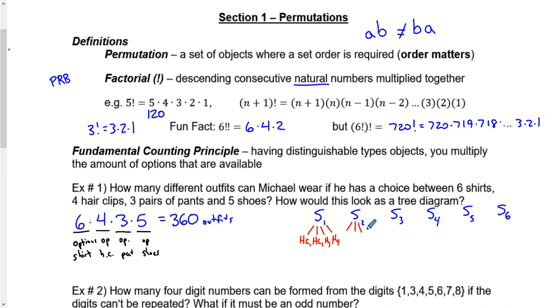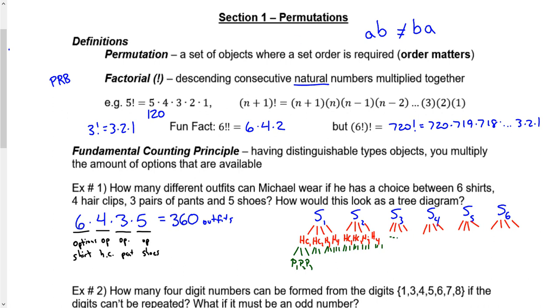But each of these have that option. Hair clip 3, I'll just put H. Each and every single one of these have 4 hair clip options. After that, each of these hair clips have 3 options for pants. Pant 1, pant 2, pant 3. Every single one of these options have that idea.